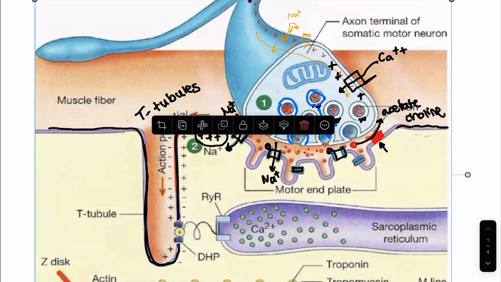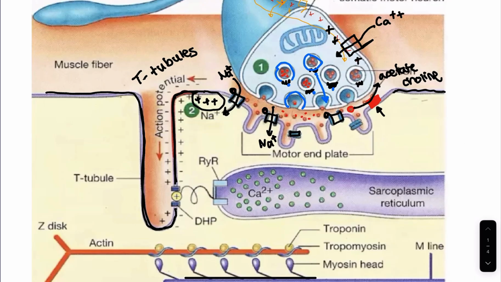And what it allows is for this wave of positive charge to move down deep within the cell, where I have this channel right here called a DHP receptor. So DHP receptor, DHP channel, which in most tissues, like in the heart, is an L-type calcium channel, which allows calcium to move from the outside of the cell to the inside of the cell.